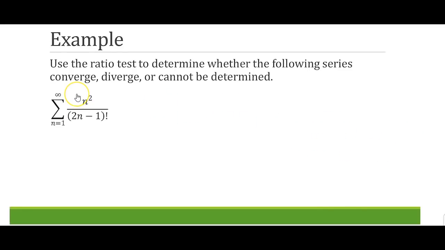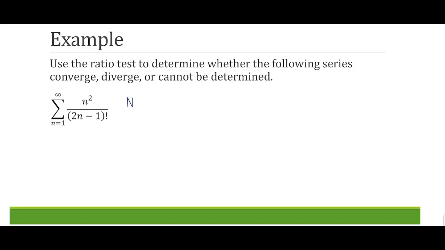We're going to go ahead and apply the ratio test again. By now I'm sure you have the general idea down, so what it is at this point is just practicing evaluating these different limits and working with different looking quantities. So this one's going to be different because of the 2n minus 1 factorial.